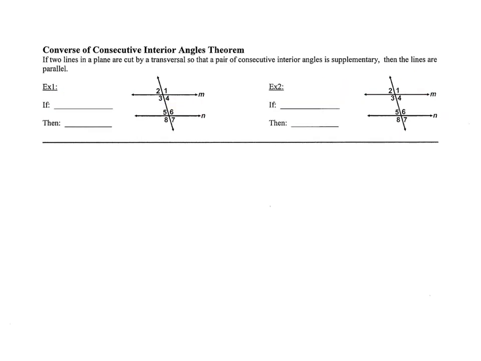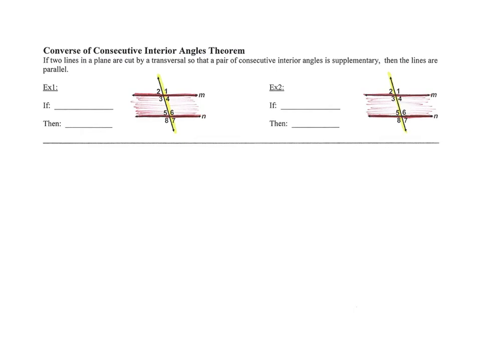The converse of the consecutive interior angles theorem says that if you have a pair of consecutive interior angles supplementary, then the lines are parallel. So mark up your pictures. So go ahead and color M and N and in between them. And in example 2 also, pause if you need to. So your pictures are marked.